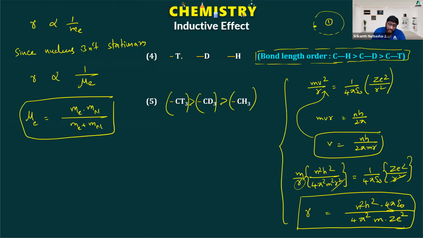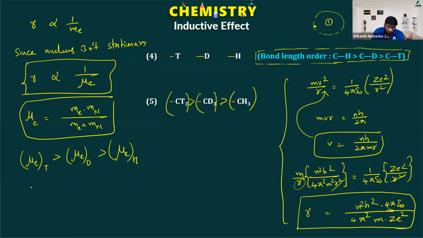So from this, comparing tritium, deuterium and hydrogen, the reduced mass of the electron in tritium is greater because tritium is larger in mass, with more neutrons. That is greater than the reduced mass of the electron in deuterium, which is greater than that in hydrogen. Reduced mass is inversely proportional to radius. So the radius of the orbit in tritium is the least, then deuterium, then hydrogen.